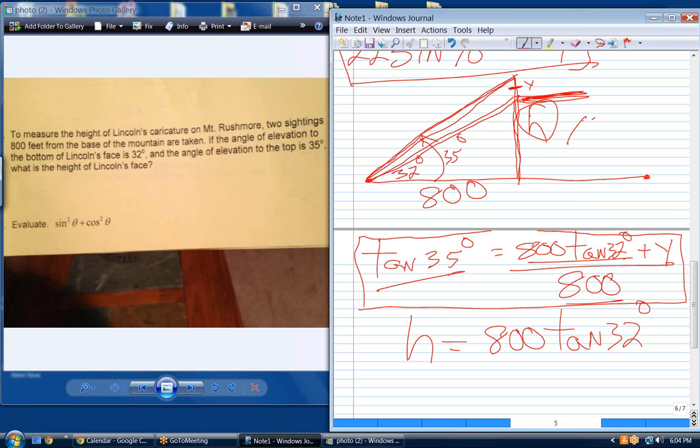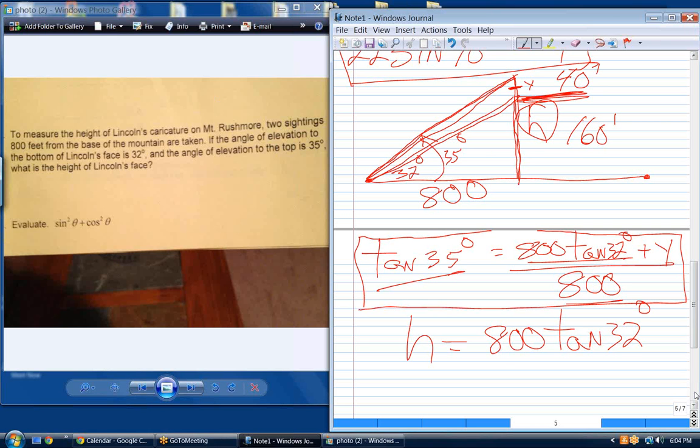Let's say h is 160 feet. Let's say y is 40 feet. If they wanted the height of the middle of his face, it would be 180. If they wanted the height to the top of the face, it would be 200. And if they wanted the height to the bottom of the face, it would be 160. So that's the way the problem really should have been handled. I don't like this, what's the height of his face? I'm not sure what that means.